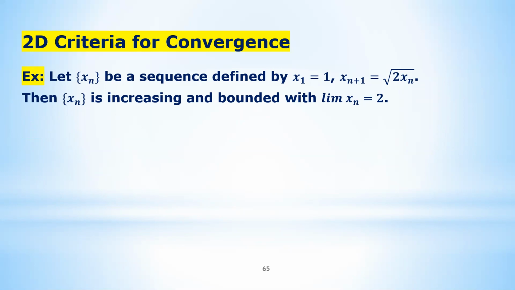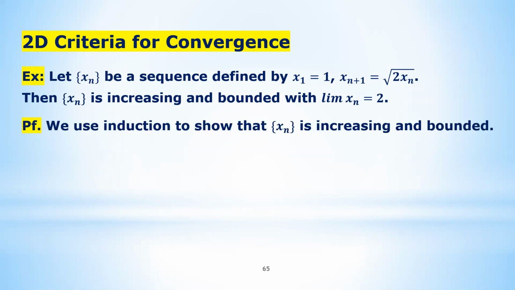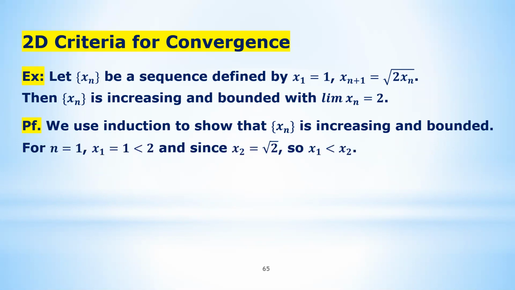No doubt. But the question is, how do you prove it is bounded? Or you can prove this is a monotone sequence and it is bounded. So we use induction to show that xn is increasing and bounded. What we guess is the bound is still 2, and also it's increasing. When n equals 1, this is obvious: x1 equals 1, obviously less than 2, and also x2 equals the square root of 2, which is greater than 1. So you can easily have x1 less than x2. There's no problem with this.